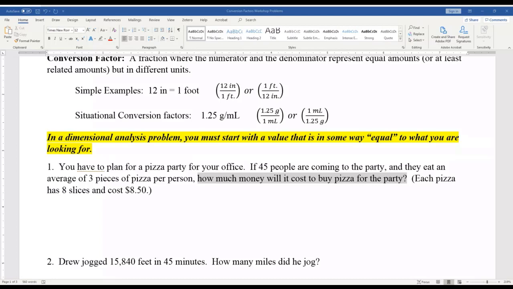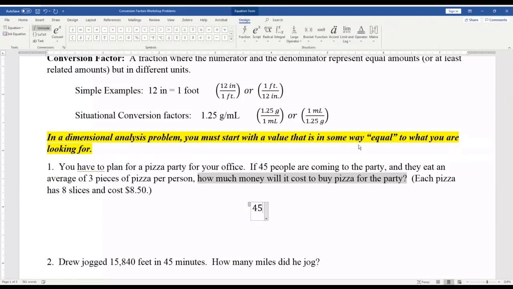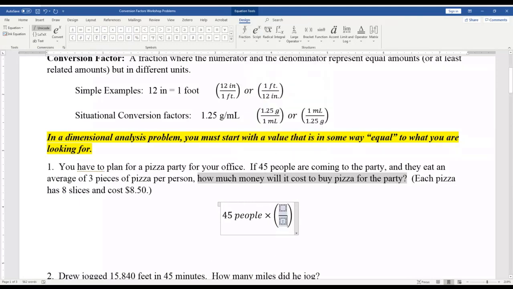Well, in this case, yeah, the 45 people. So 45 people. So I'm going to go ahead and insert that. So 45 people are coming to the party. I'm going to go ahead and reset this up.